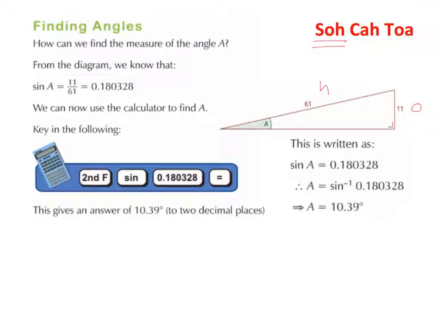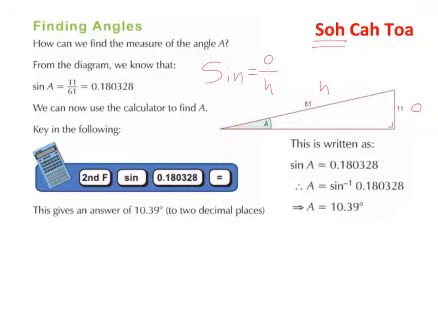SOH stands for sine of the angle, which in this case is A, equals opposite divided by hypotenuse. The opposite being 11 and the hypotenuse being 61. So sine of A equals 11 over 61. And putting it into the calculator, we get 0.180328. Now obviously this angle couldn't possibly be 0.1 degrees.